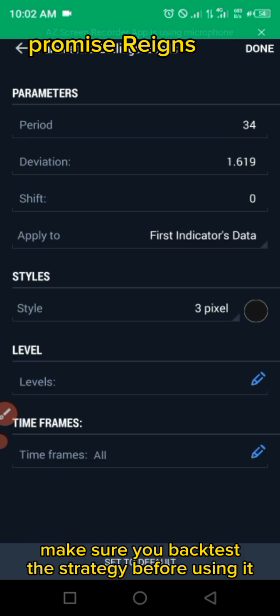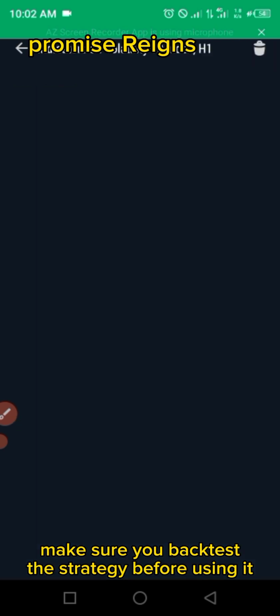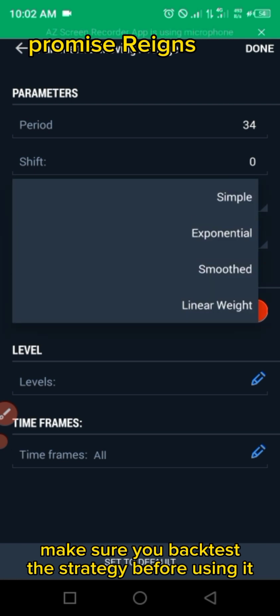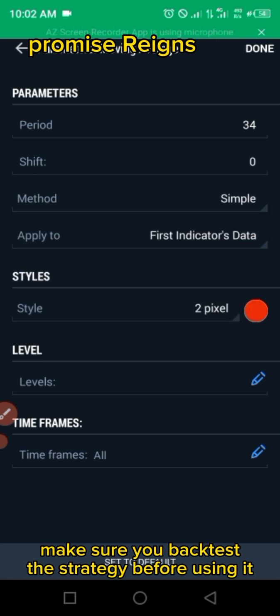Then we have Bollinger Bands: period 34, deviation 1.619, applied to first. You can choose any color of your choice; I just love black. The next one has period 34, method simple moving average, applied to first indicator data.